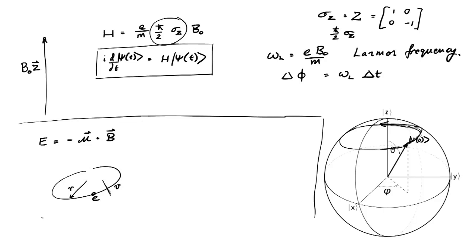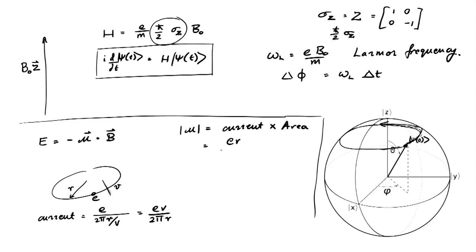So now we can figure out what the current is. The current is just charge over time. So how much time does it take for this charge to go past a particular point? Well, the time it takes is just 2 pi r divided by v, distance over speed. So the current is ev over 2 pi r. But now how does this current correspond to the magnetic moment? The magnetic moment is current times area, which is ev over 2 pi r times pi r squared. So you can get rid of these, and it's just evr divided by 2.